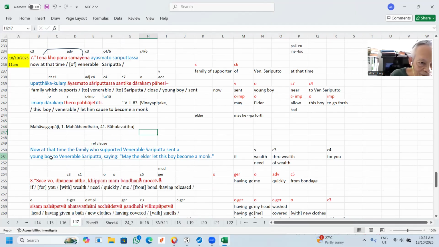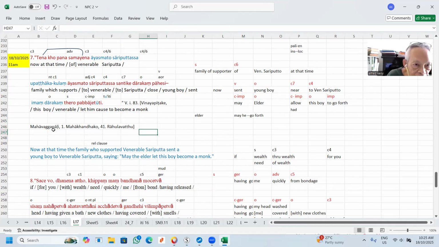I say "send", because the word "send" is referred to the family. Send a young boy to Venusaputra. And the word "saying" is not there because it's to make it nice: may the elder let this boy become a monk. Okay, all right. So this is basically how. So our translation here is justified for most of the Pali words, but the format is slightly different. All right. Okay. So we'll move to the next line.